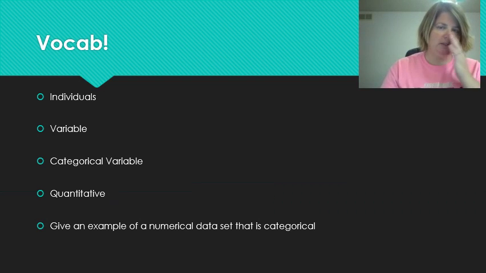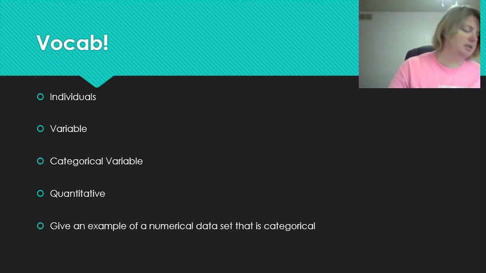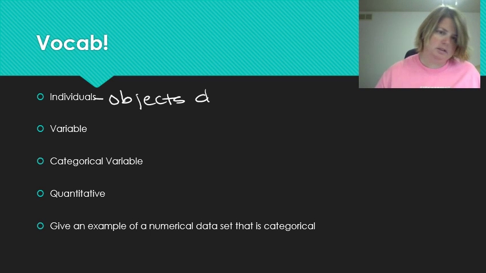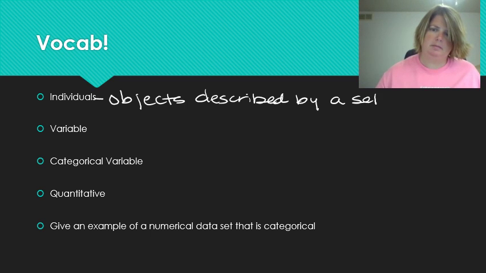All right, so let's go ahead and look at the vocab for this section. So let's start with individuals. We've kind of talked about this before in Chapter 4, but just to go over it again, these are our objects described by a set of data. And then we talked about if they were people, then we called them subjects.